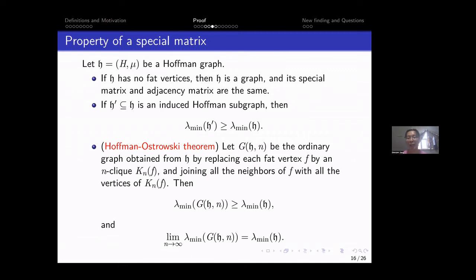There are some more reasons why we define the special matrix in this way, but they are out of this talk, so I will not give the definitions or the properties here. Until now, we went from graphs to associated Hoffman graphs, then to Hoffman graphs. But at the beginning, we want to study graphs. So we have to find ways to go back to graphs. Then how do we go back to graphs?